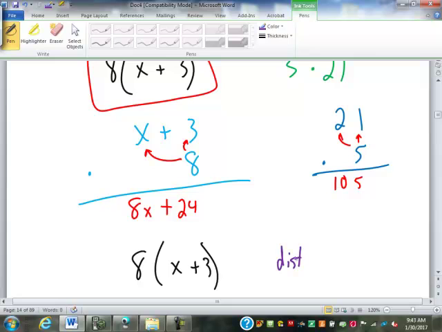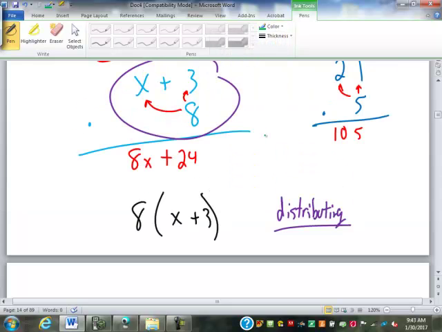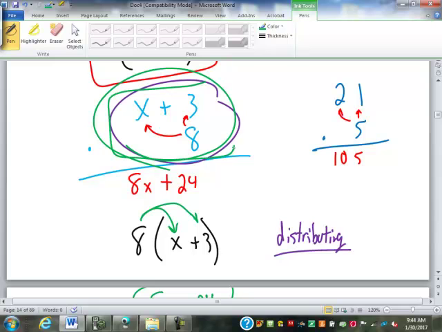Called distributing. And all distributing is, or distribution is taking this problem and compacting it so that you don't have to rewrite it and do the long multiplication. So rather than writing it out like this, we're just going to do it right in here, where you do 8 times x is 8x, 8 times 3 is 24. You get the same answer. Now to me, this makes a lot more sense because it is just our long multiplication. But you can see how the two processes come out to be the same.